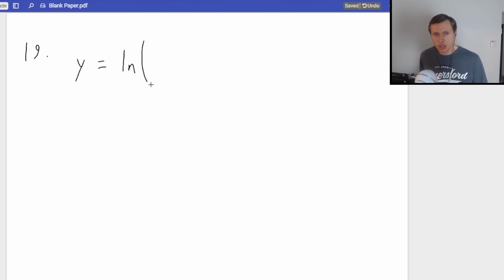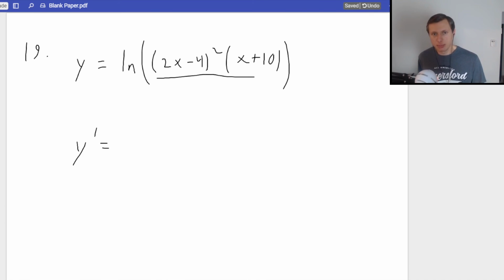Y equals the natural log of quantity 2x minus 4 squared times x plus 10. You notice this got significantly harder real quick. So for y prime, a lot of you are going to say, oh, well, this is a product rule. And I'm glad you recognize that, but this is the one time where you don't want to do product rule. Why? Because we have properties of logarithms that are going to make this problem a lot easier.